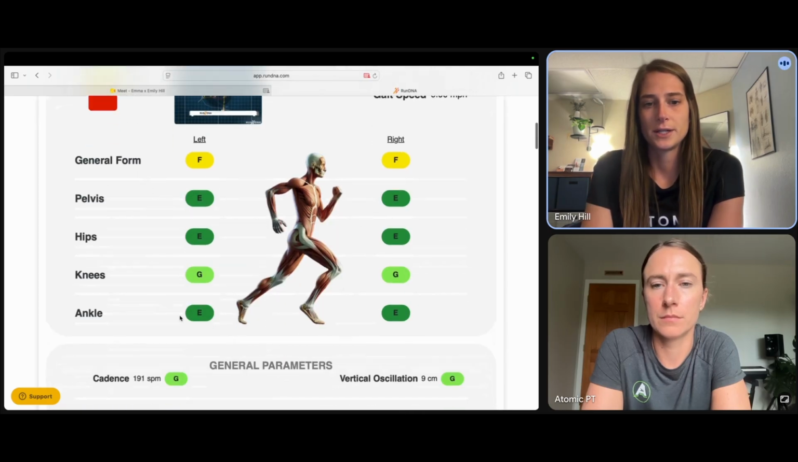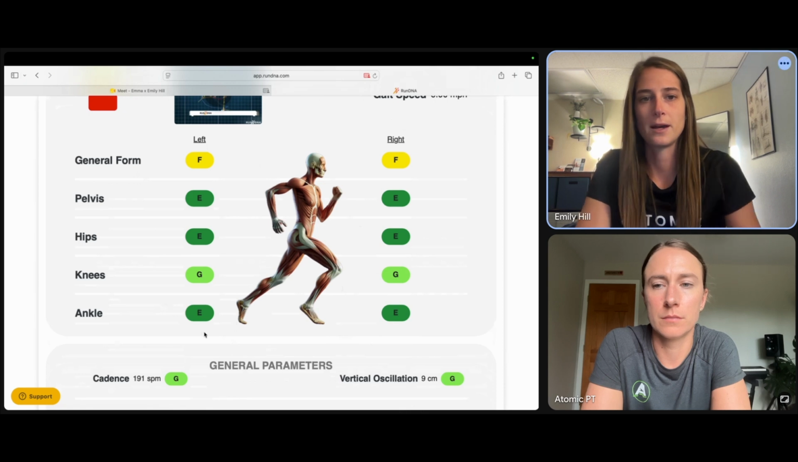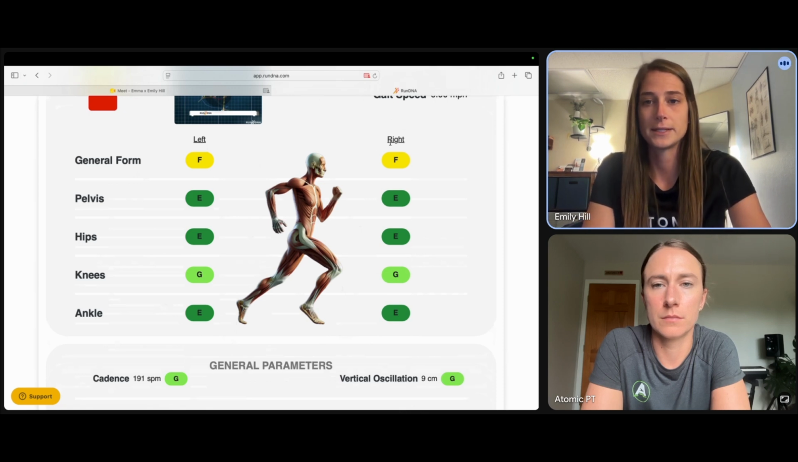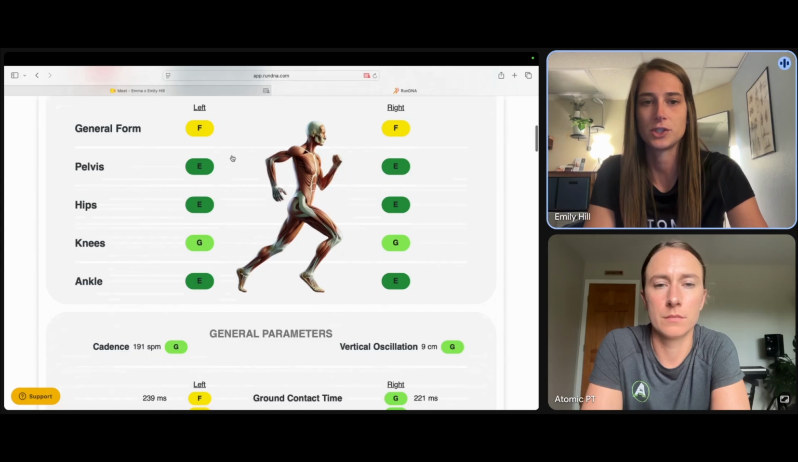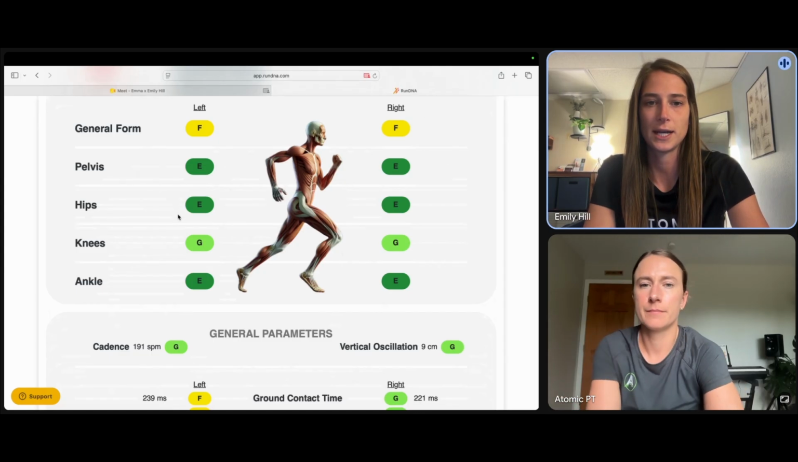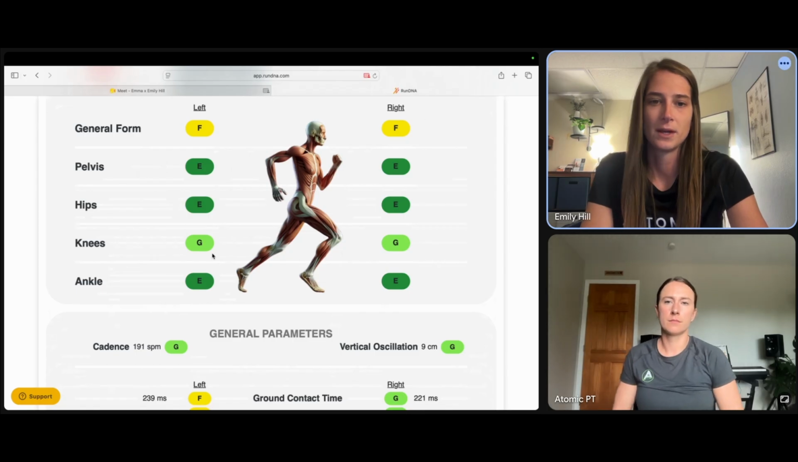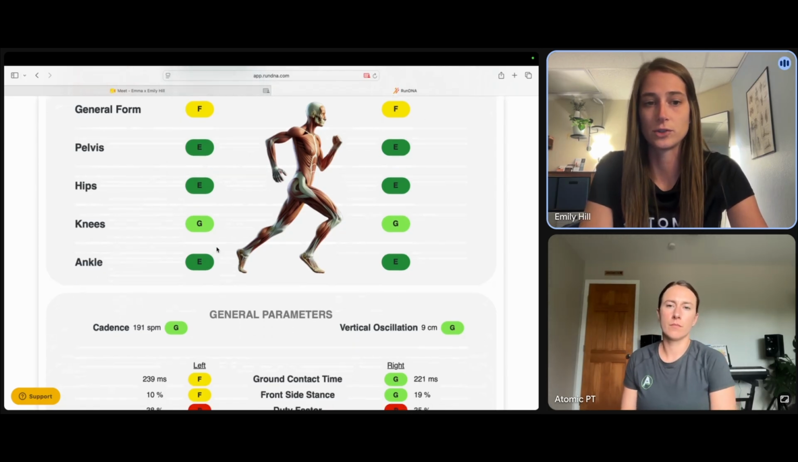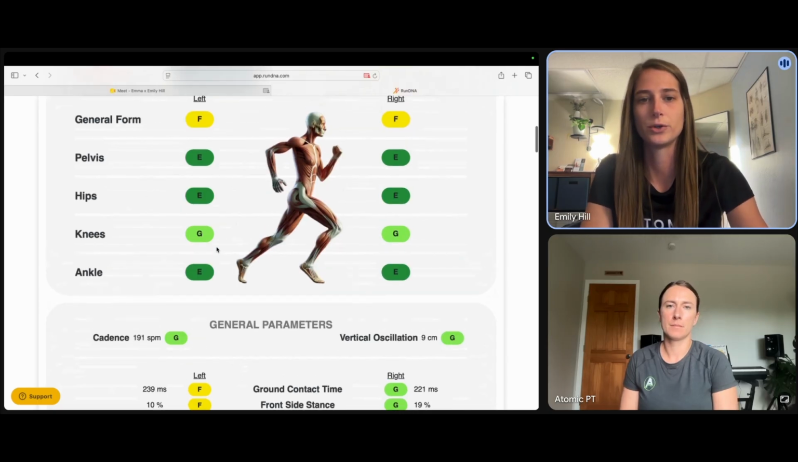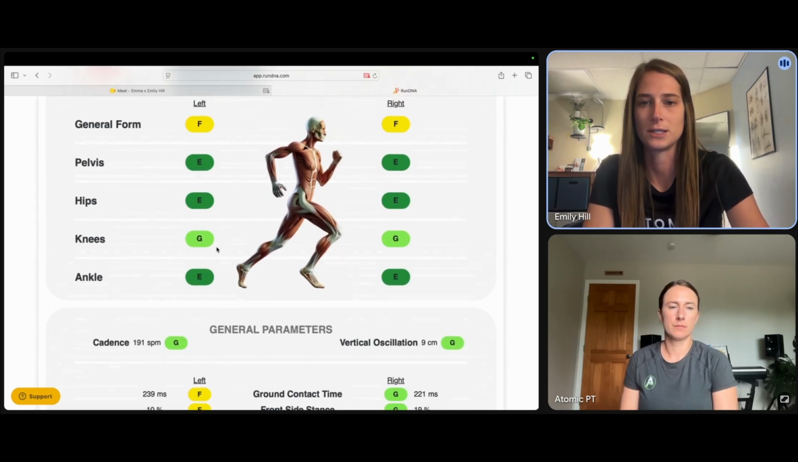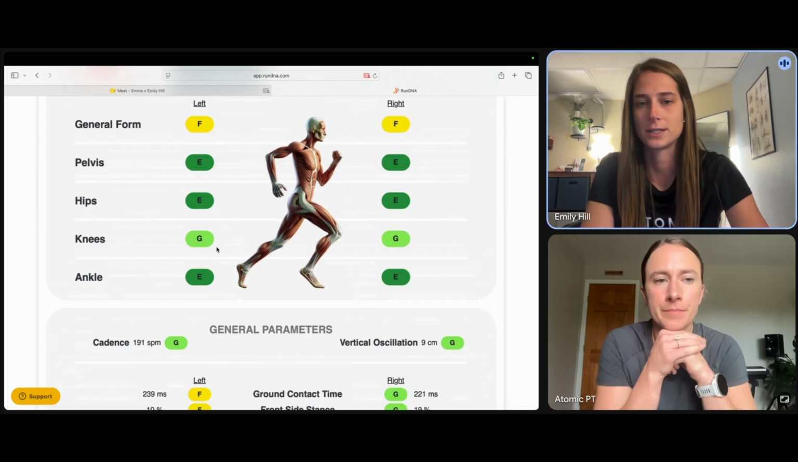This table shows a general overview, and it splits it up between left and right sides of the body. If we look at general form, we're at a fair for both. But if we scroll down and look more specifically at each joint, pelvis looks good, hips look pretty good, and then knees are a little bit worse, but still in that green. And then ankles are looking pretty good there. So that's a general overview to tell you here are some areas that you maybe need to focus in on for things that could be going on.